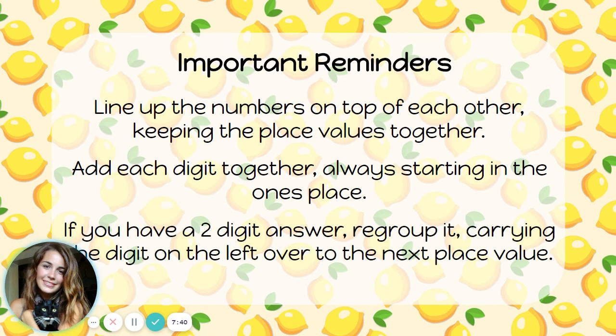If you have a 2-digit answer, like we did when we ended up with 13, you need to regroup it, carrying the digit on the left over to the next place value. When we were trying to put 13 in our answer, we could only put 3 in the answer. The 1, that one group of 10, had to be moved over to the tens place and added with the tens.